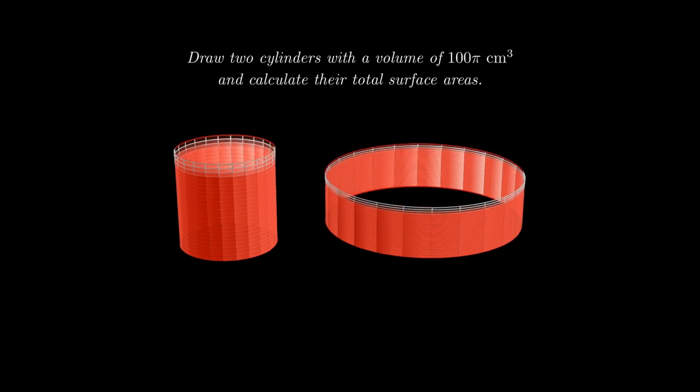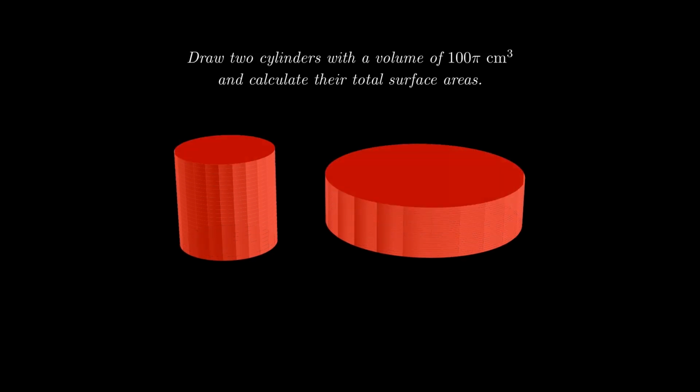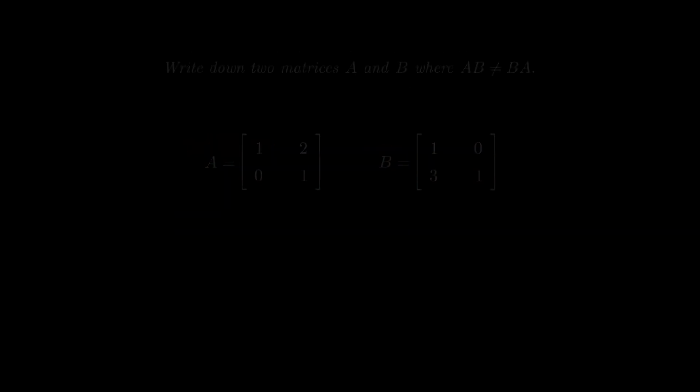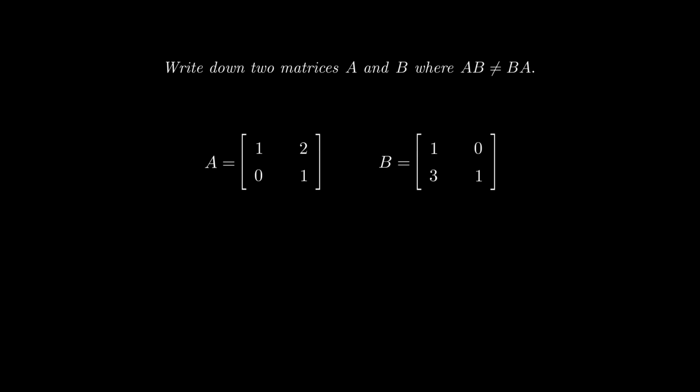Again, here's another one. Draw 2 cylinders with a volume of 100 pi centimeters cubed and calculate their total surface areas. Do cylinders with the same volume have the same surface area? Again, and the last one. Write down 2 matrices, A and B, where A times B is not equal to B times A.